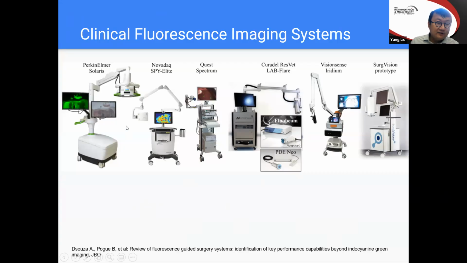If we survey the clinical fluorescent imaging systems on the market, here are some candidates. What we saw in that video is the so-called Novadex SPY Lite. That's this one. And you can see the other ones look more or less similar to the SPY Lite. Some of them are handheld systems, but most of them are actually cart-mounted systems. Those systems are great to offer clinical decision support for the surgeon.